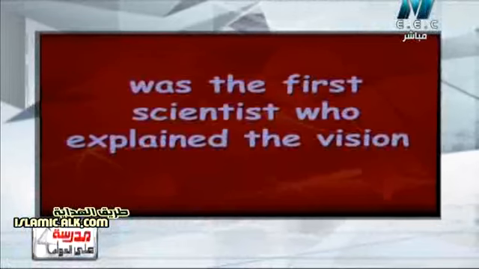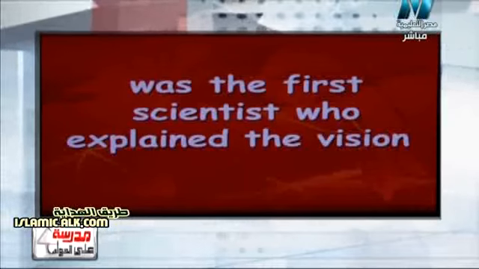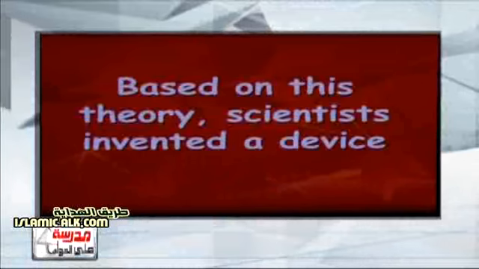Again, Al-Hassan ibn Haytham was the first scientist who explained vision. He said that vision occurs due to the amount of light reflected or emitted from the object on the eye. And based on his theories, scientists invented a device which is called the telescope.